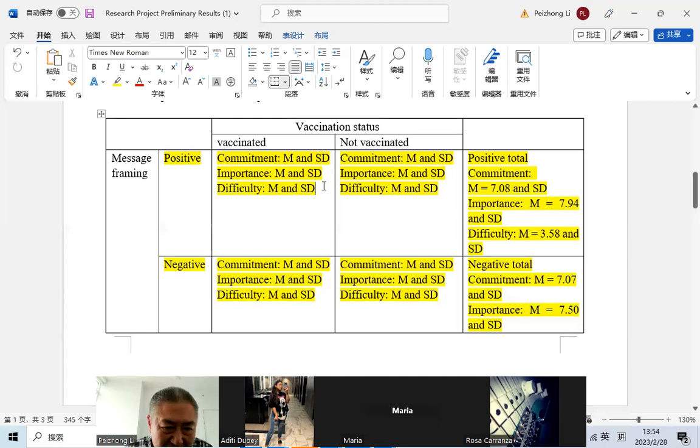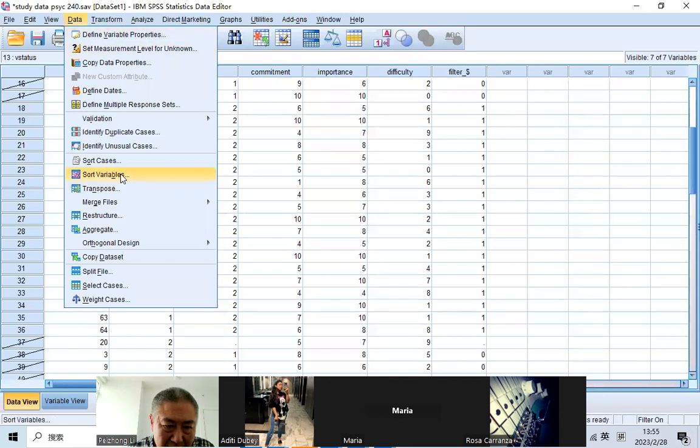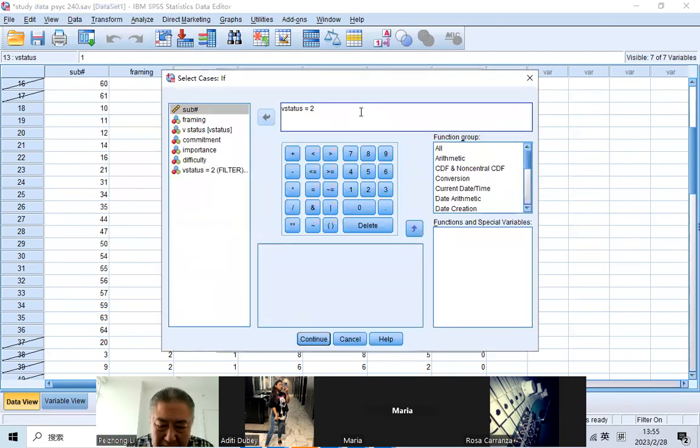So now we need to look at the cell means. How about these people? We need to look at, do these two groups differ? Vaccinated people, do they differ according to whether they receive the positive and negative framing? Slowly we need to do some data selection. So what people do we want? Select cases, and we want status. We want the vaccinated people, and we want framing to be positive with 1.